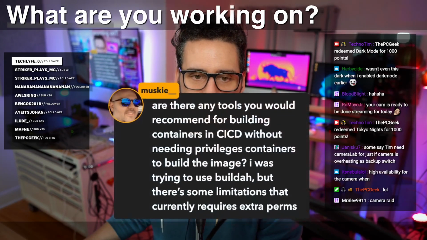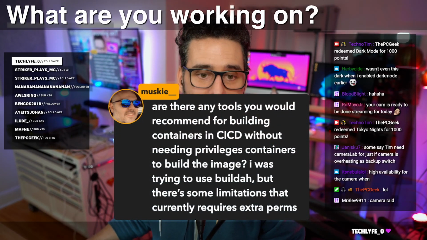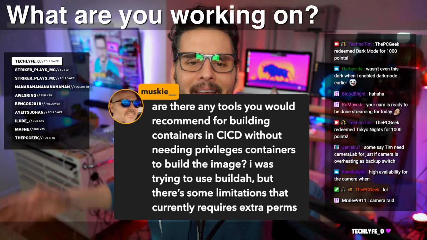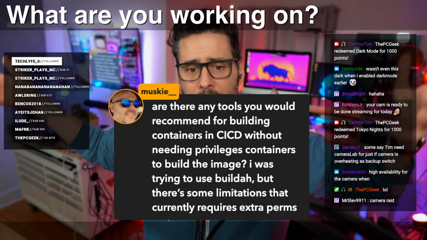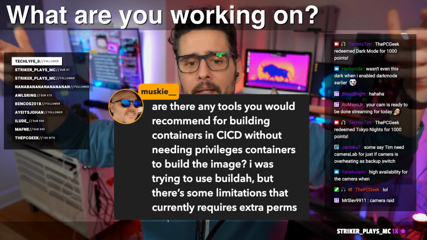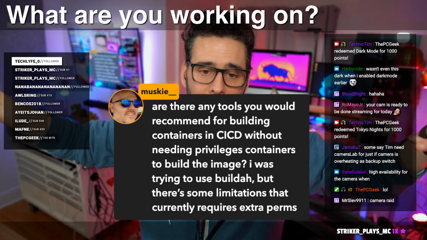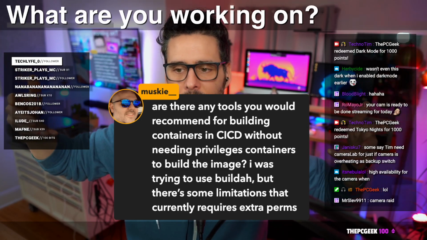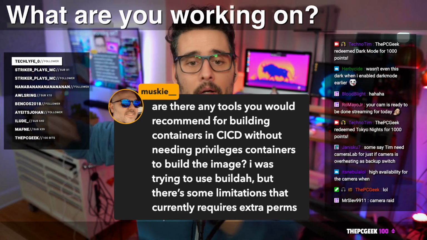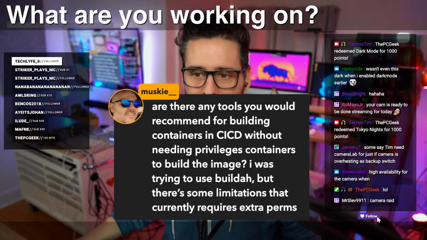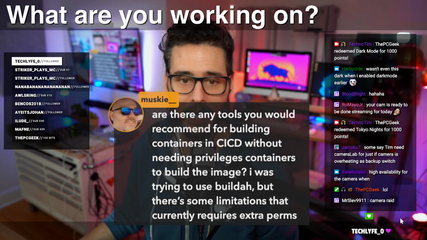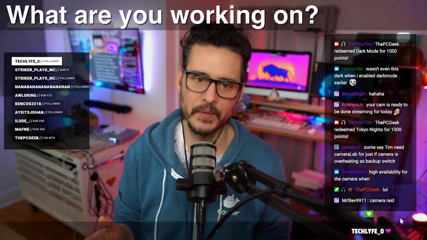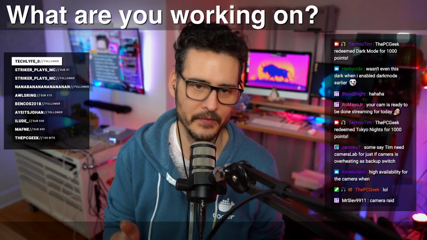Hey, this is a great question. So I've been through this before. You're basically saying, hey, I want to build containers in CI, but Docker itself requires elevated permissions to build that container in CI. So what are some alternatives? You tried Buildah, and I have tried Buildah before, and I had to figure this out too.